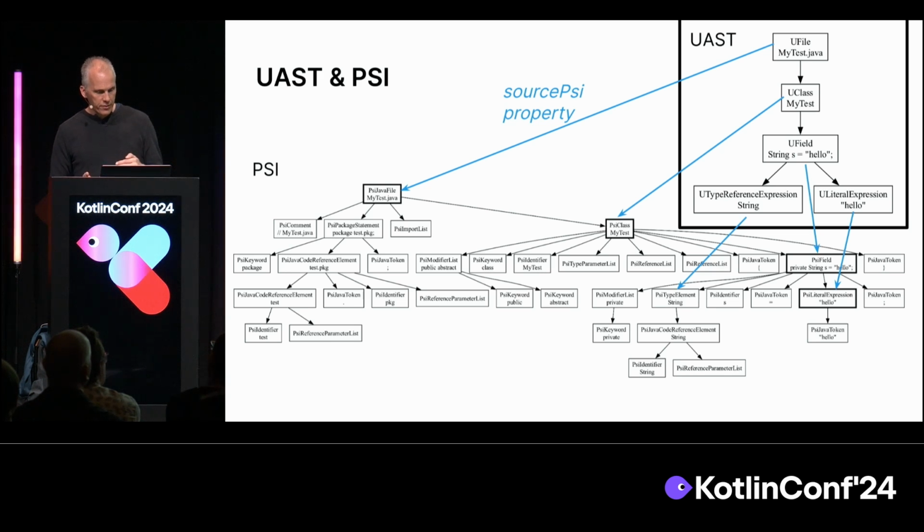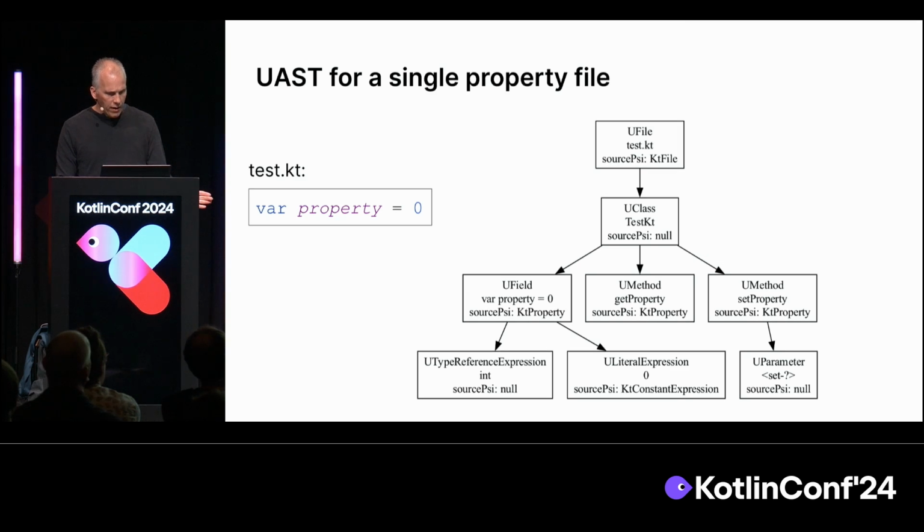Each of the UElement nodes point back into the PSI AST, whether it's a Java AST or Kotlin AST. So here I'm showing the type of sourcePsi for each node in our earlier simple UAST tree. You can see that the class generated to represent the top-level functions does not have a sourcePsi, because in the Kotlin PSI, there is no real class.